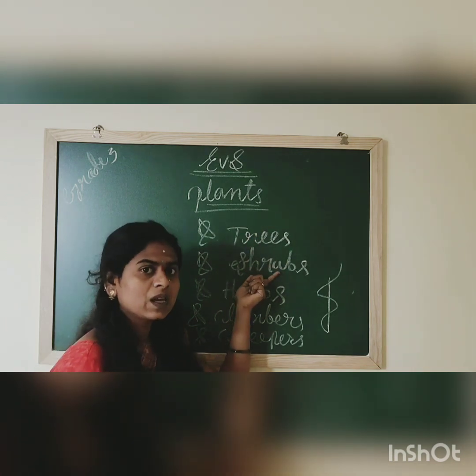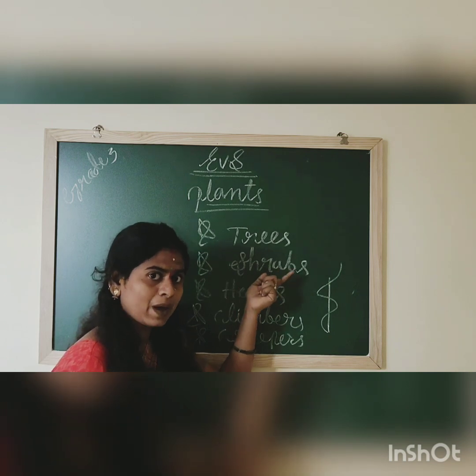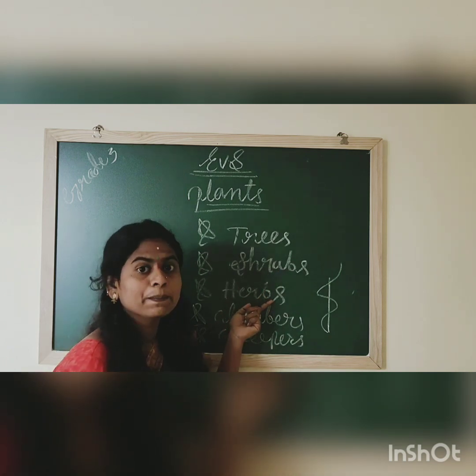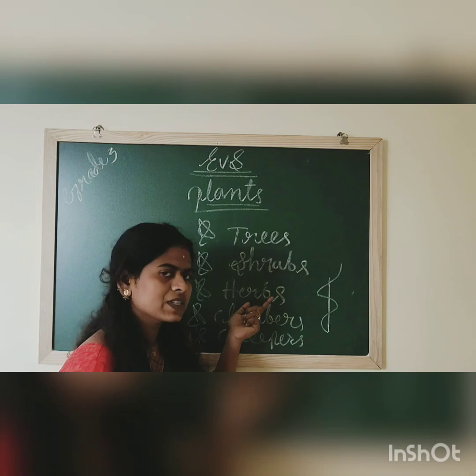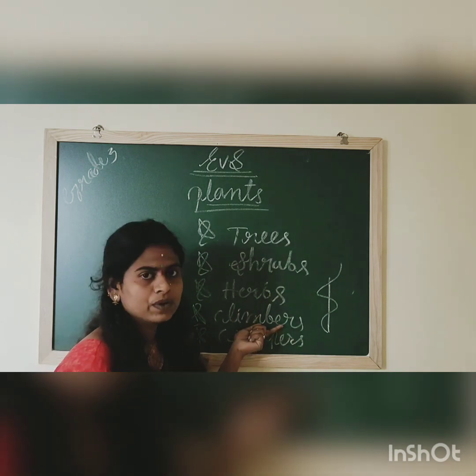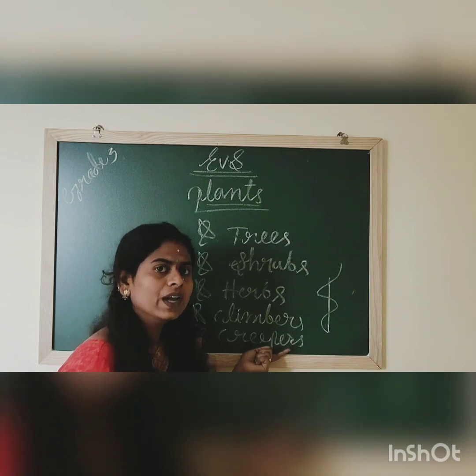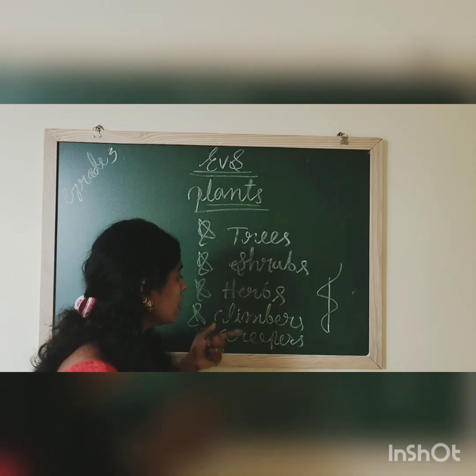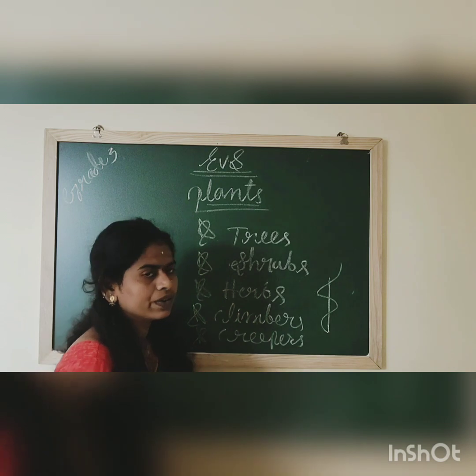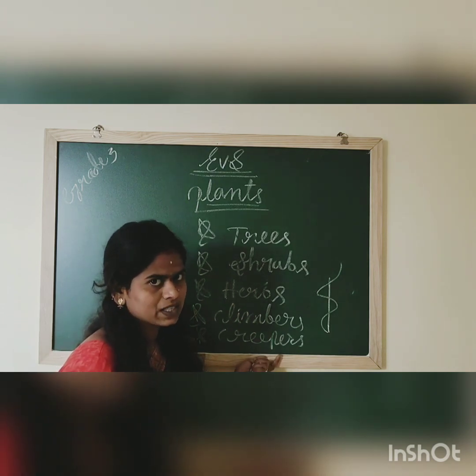Examples for trees are neem tree, banyan tree, and mango tree. Shrubs are hibiscus plants and bamboo. Herbs: mint is the best example for herbs. Climbers: grapevine and money plant. Creepers: watermelon and pumpkin are the examples for the creepers. So like this, we discussed many kinds of plants in our last session.